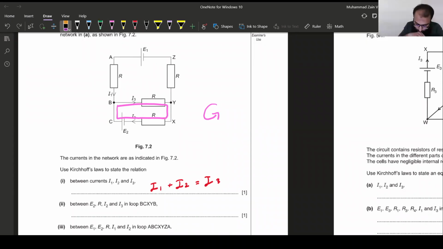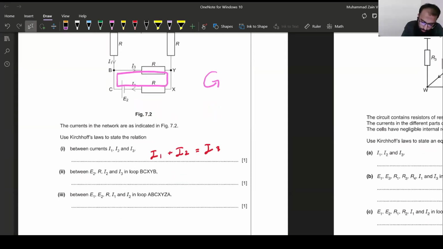I first talk about this region from B to X, this whole thing. So there's a current which is moving and which has R. So I need to find the potential difference across resistor R. So the potential difference would simply be equal to I3R. By the way, Kirchhoff's second law was sum of EMFs equals sum of potential differences. So I'll get to the EMFs later on, but right now I'm doing potential differences.